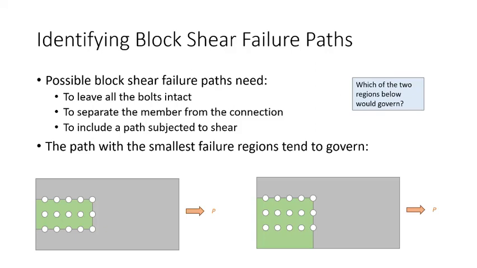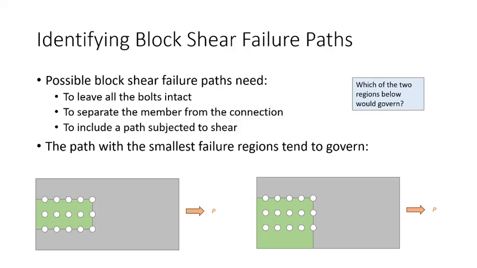But whenever we're identifying block shear failure paths, a lot of the rules that we apply are akin to the rules that we apply to net section paths for staggered connections. In other words, when we're looking at block shear, we need to identify paths that leave all the bolts intact, okay? The other thing that we have to do is make sure we identify a path that fully separates the member from the connection, right?